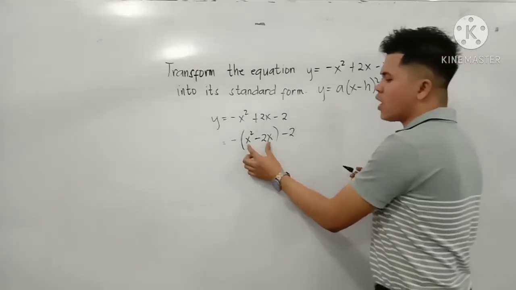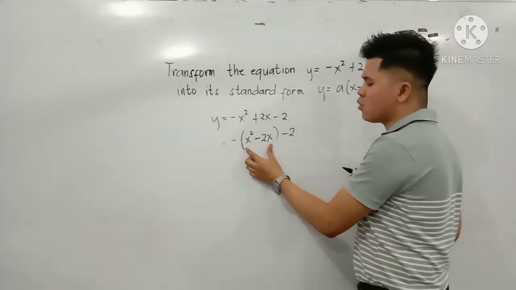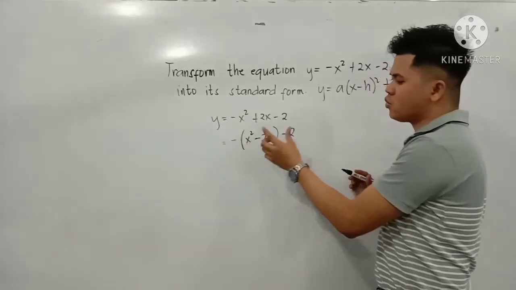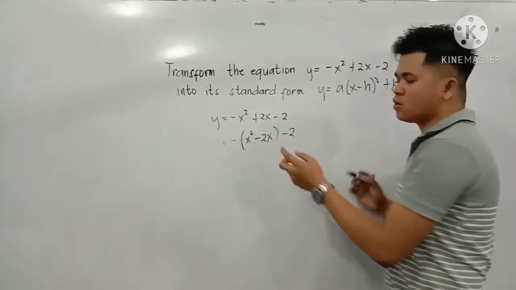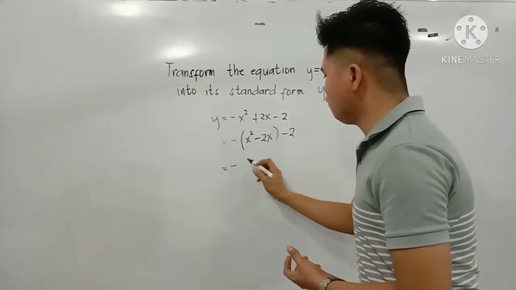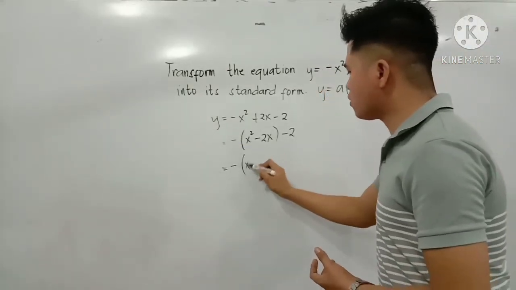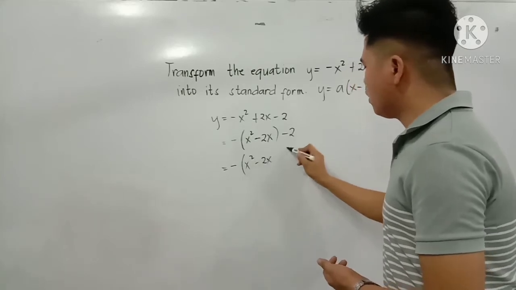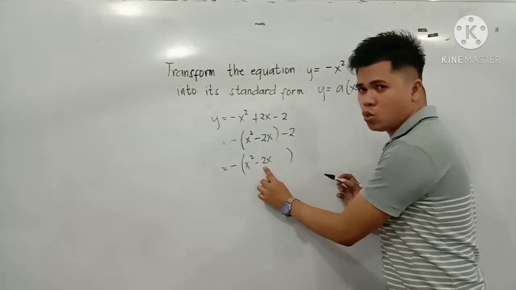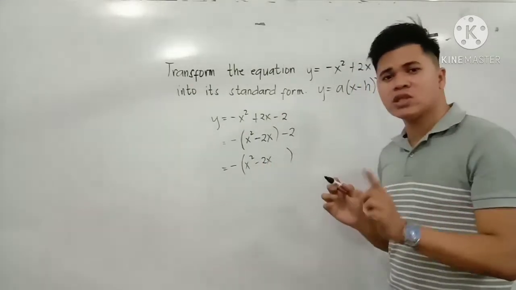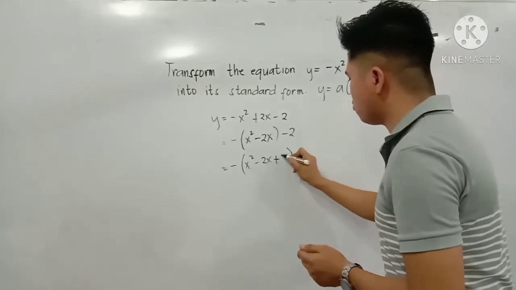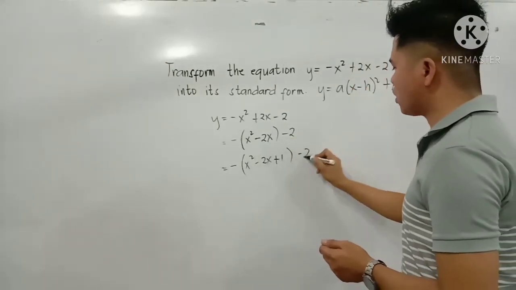Then, we have to rewrite the terms inside the parentheses into a perfect square trinomial. So, copy the negative. Then, copy x squared minus 2x. Then we have to get the square of the half of this 2. So the half of 2 is simply 1. Then the square of 1 is positive 1. Then copy this one, negative 2.